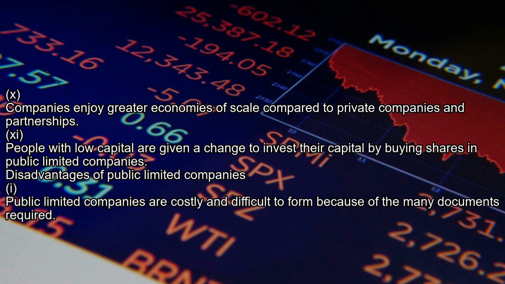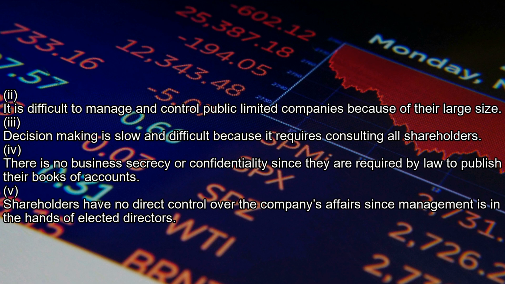1. Public limited companies are costly and difficult to form because of the many documents required. 2. It is difficult to manage and control public limited companies because of their large size. 3. Decision-making is slow and difficult because it requires consulting all shareholders. 4. There is no business secrecy or confidentiality since they are required by law to publish their books of accounts. 5. The shareholders have no direct control over the company's affairs since management is in the hands of elected directors.